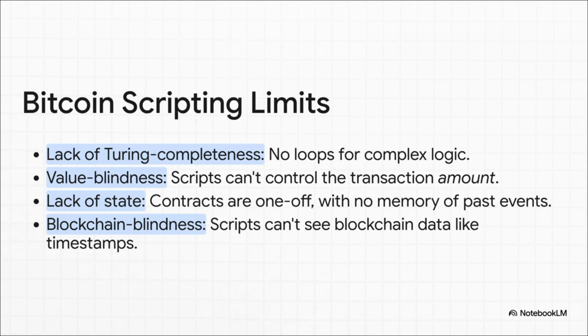But that scripting language had some serious handcuffs on it. For starters, it wasn't Turing complete, which is just a fancy way of saying you couldn't do loops, a basic tool for any complex program. It was also value blind, meaning the script could see a transaction was happening, but had no idea how much money was being sent. It had no memory, no state, so every transaction was a one-and-done deal. And finally, it couldn't even see basic information about the blockchain itself. These were the walls Bitcoin was built within.